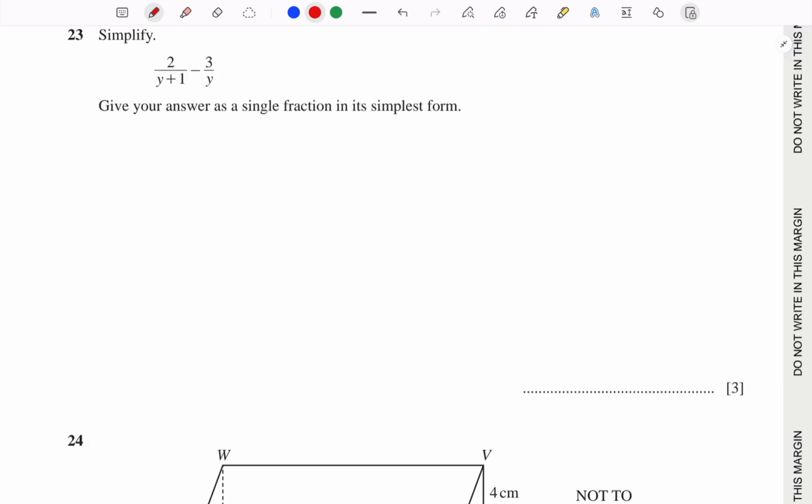Let's solve the next question. Here we have been given an expression: 2 divided by y plus 1 minus 3 divided by y, and we have to answer in its simplest form. We have to convert this into a single fraction. Let's do this. First multiply these two terms, y plus 1 and y. Then we will cross multiply 2 with y and y plus 1 with 3. So it will be 2y with a negative sign here, 3 into y plus 1.